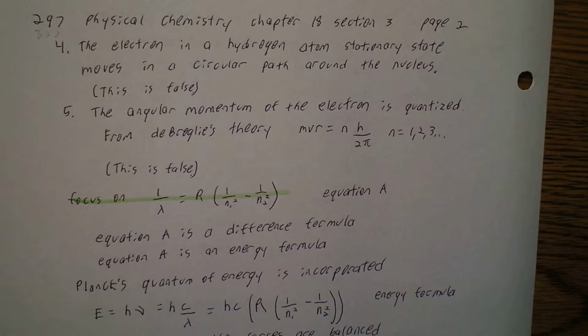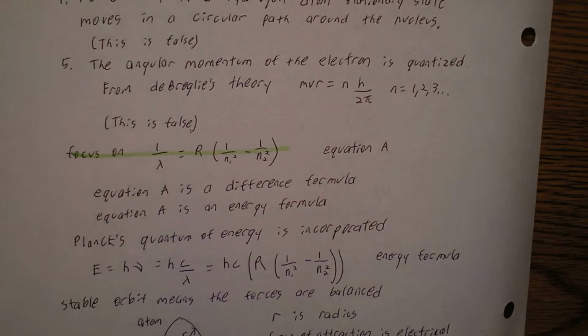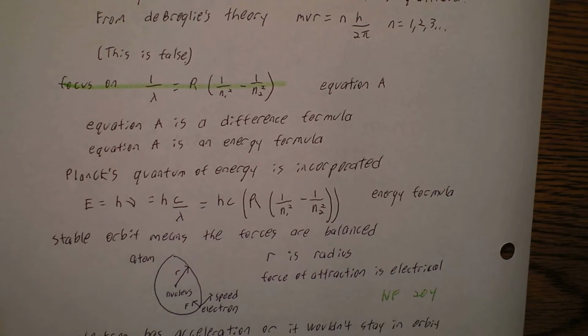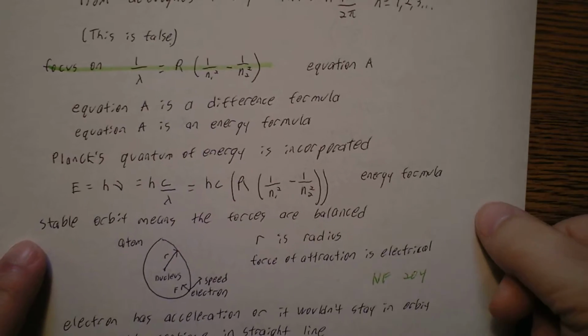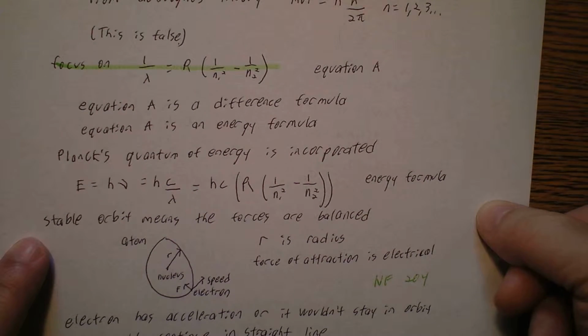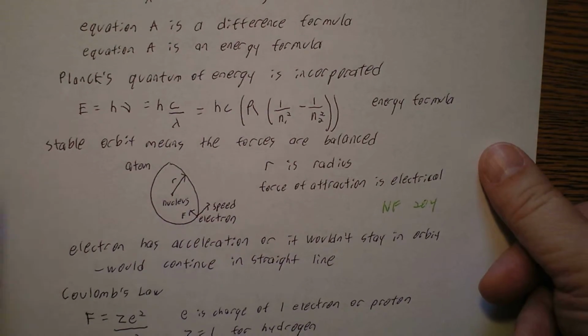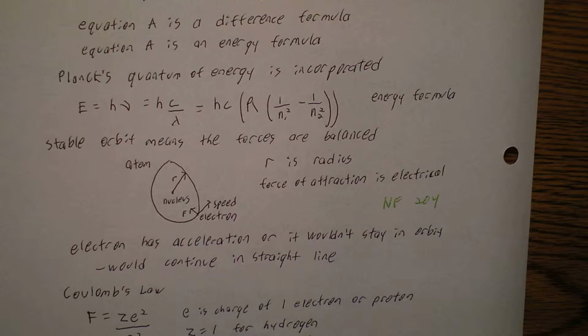Okay, so focus on this formula. 1 over lambda is equal to R times (1 over n1 squared minus 1 over n2 squared). We're going to call that equation A. Equation A is a difference formula. Equation A is an energy formula. Planck's quantum of energy is incorporated into that. So E is equal to h nu, which is equal to hc over lambda. It's equal to hc times R times (1 over n1 squared minus 1 over n2 squared). That's the energy formula.